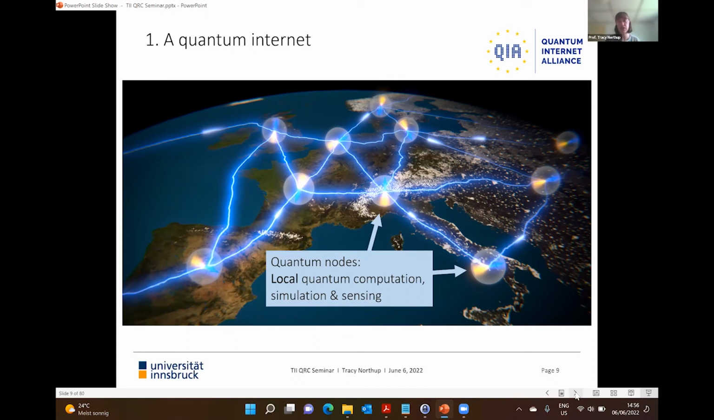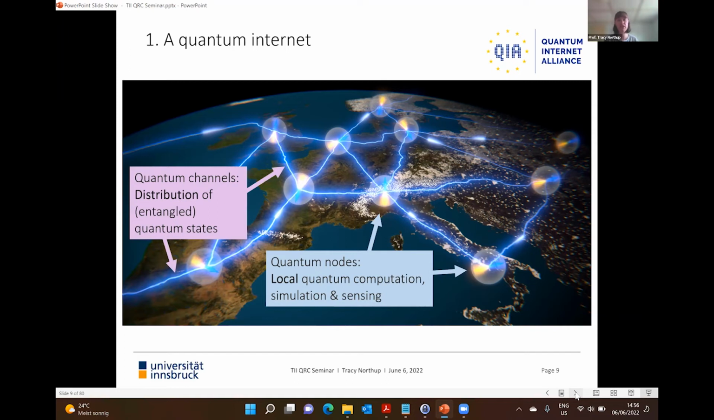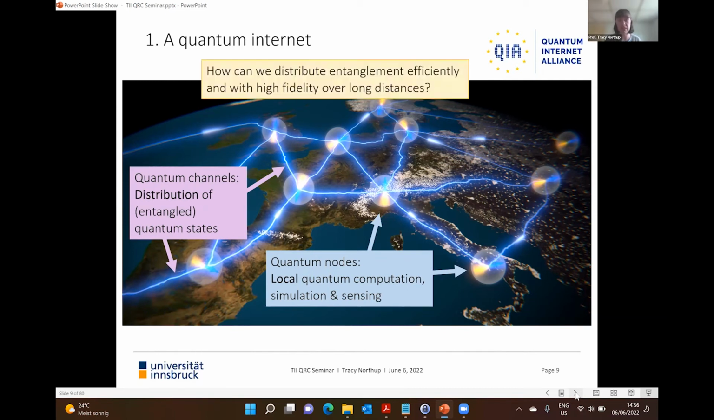And so this is a vision that involves quantum nodes at individual locations, where we should picture that there's local quantum computation, simulation, and sensing that can go on. And what we'd like to do is link those quantum nodes via quantum channels, that is, by distributing entangled states. More generally, we'd like to be able to distribute any kind of quantum state, and that includes then the distribution of entanglement and being able to preserve entangled states over long distances.